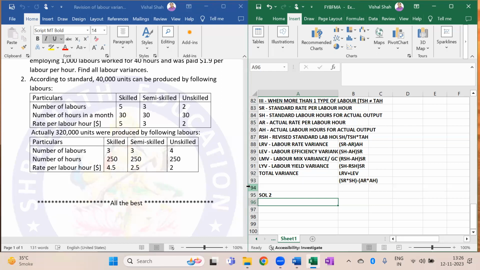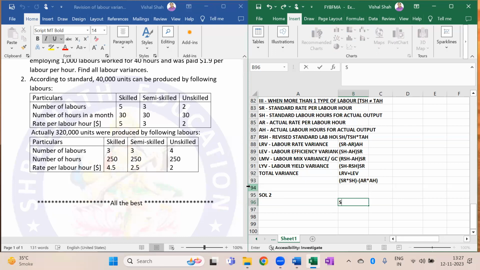But actually, we produced 3,20,000 units, and this was the actual composition of the labors with their rates. Number of labors: 3 skilled, 3 semi-skilled, and 4 unskilled. Number of hours, 250 each. Rate for skilled is 4.5, for semi-skilled it is 2.5, and for unskilled it is 2. Let's find the variances.